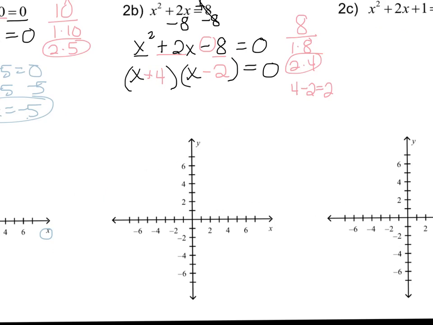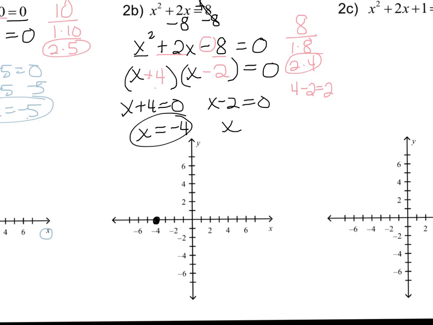It would not matter if I put the minus 2 first and the plus 4 after. We're going to keep going and set each of those equal to 0 and get where our zeros are. We have a 0 at negative 4, and we have a 0 at positive 2. So this is a pretty wide parabola.